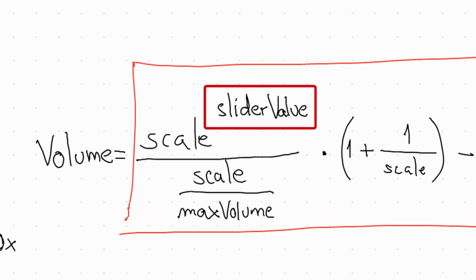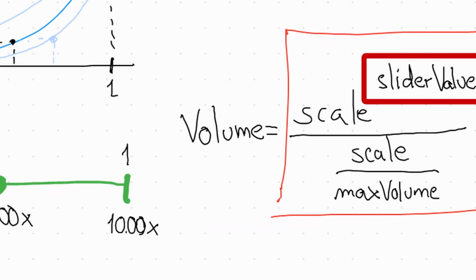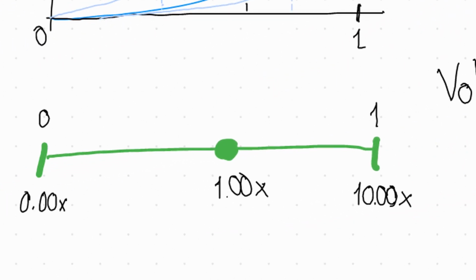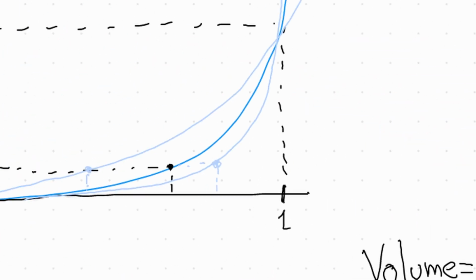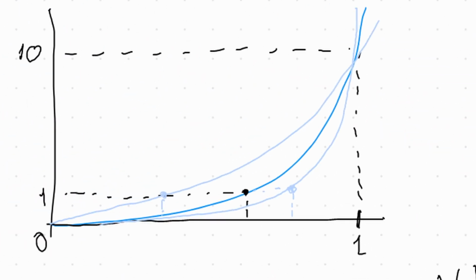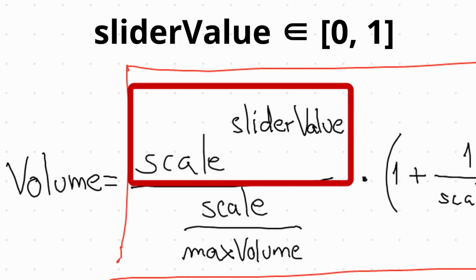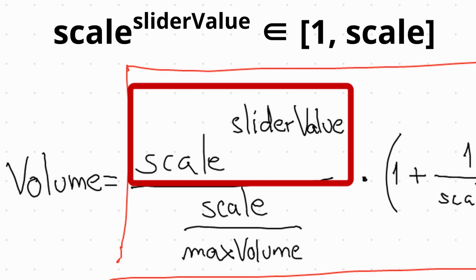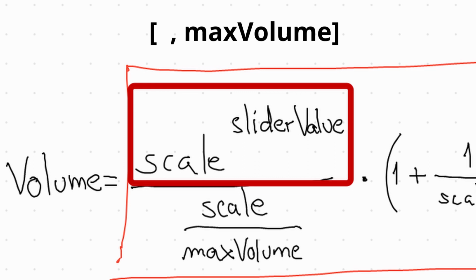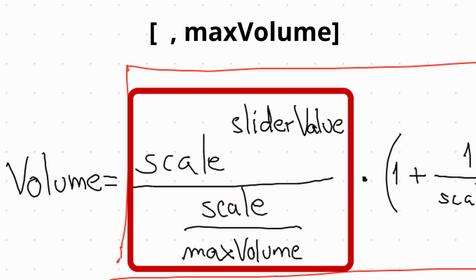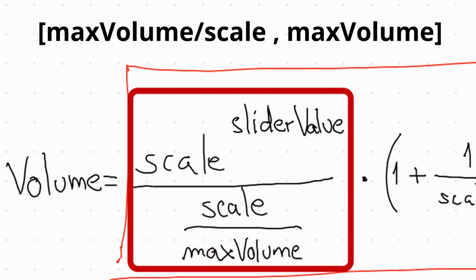The variable in this formula is the slider value, which is a value between 0 and 1 representing the state of the slider. This first numerator creates an exponential function, where increasing the scale also increases the curvature. Since the slider value is a value between 0 and 1, this function will have values ranging from 1 to scale. To make the maximum value be max volume, we then divide by scale over max volume. The range will then be from max volume over scale to max volume.